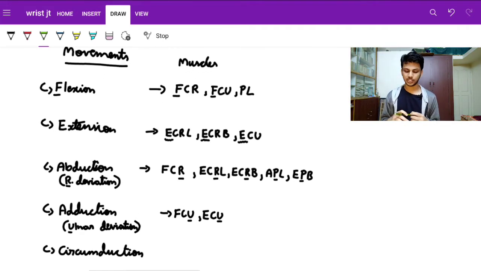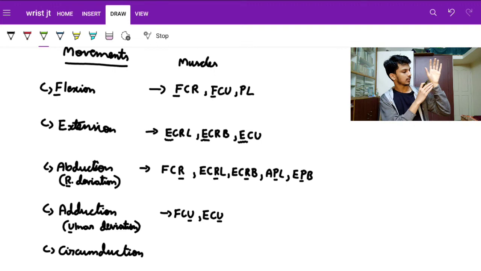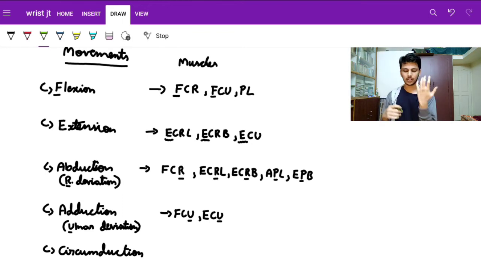Okay, so the flexion. What are the muscles causing flexion? Flexor carpi radialis, flexor carpi ulnaris, and palmaris longus. Flexor carpi radialis is here. Flexor carpi ulnaris is here. Palmaris longus is here. All are in the flexor compartment. Flexion. Now extension. Extensor carpi radialis longus, extensor carpi radialis brevis, then extensor carpi ulnaris. Extension. All are in the extensor compartment.